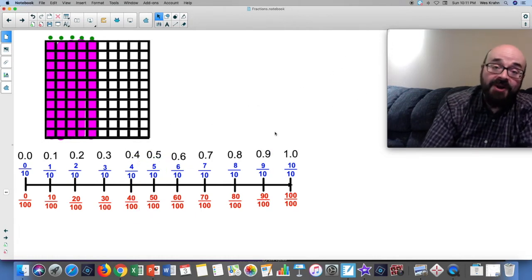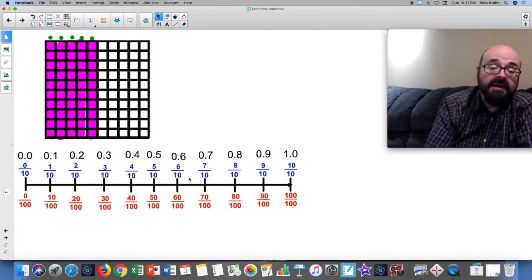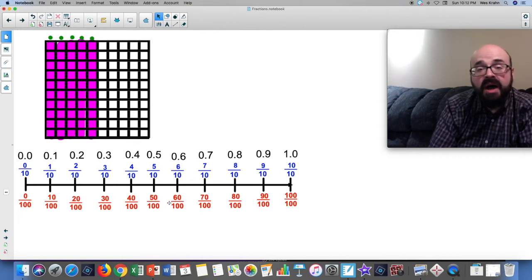Okay, so we've got all the decimal equivalents filled in for the tenths. And you can see that there's a similarity between 6 tenths and 60 hundredths in that they both have a 6 in the numerator and they both have a 1 and a 0 in the denominator as well. There's just more in the hundredths. What we're going to do next is how do we show hundredths?